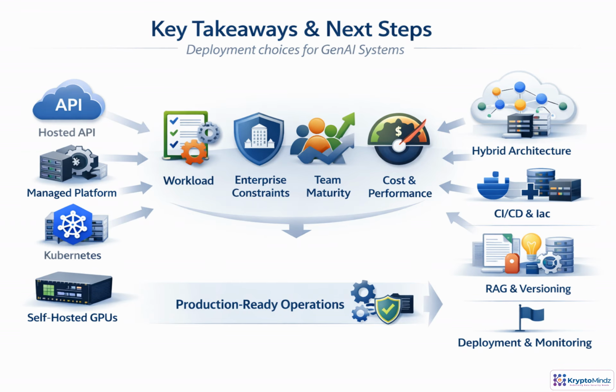The big takeaway is that deployment is not one-size-fits-all. Hosted APIs, managed platforms, Kubernetes, serverless patterns, and self-hosted GPUs each trade speed, control, security, latency, reliability, and cost differently. Most enterprises will combine them. Next, we'll make those choices repeatable with CI/CD, infrastructure as code, versioning, release strategies, and operational readiness.